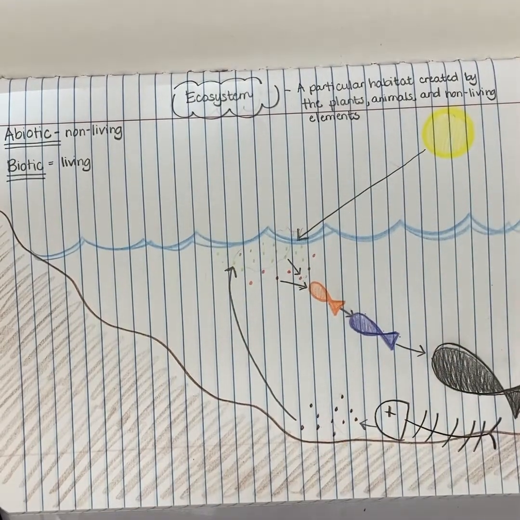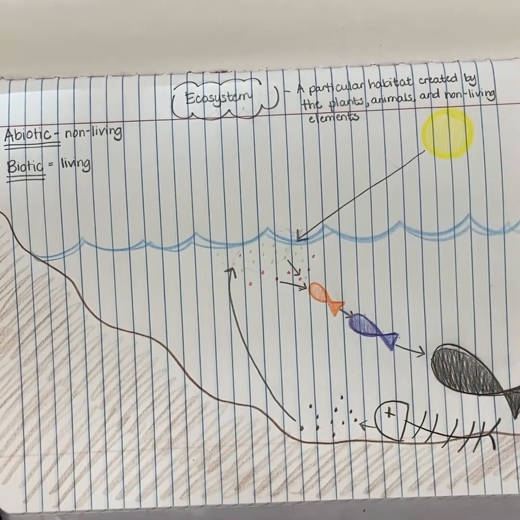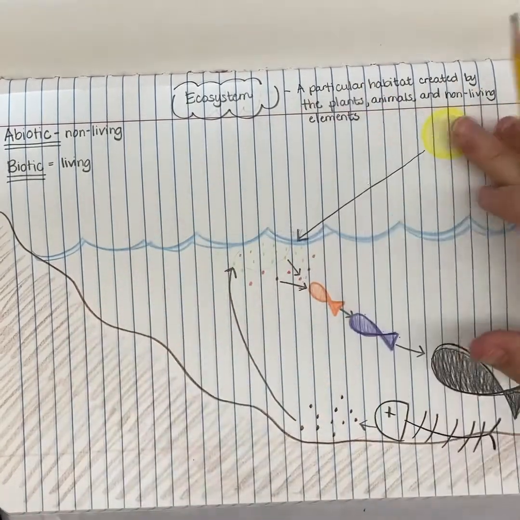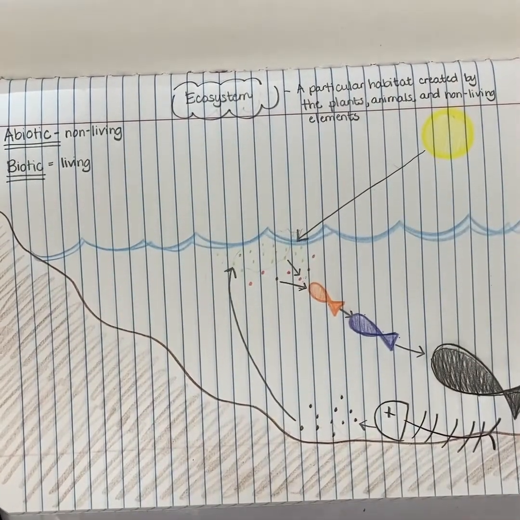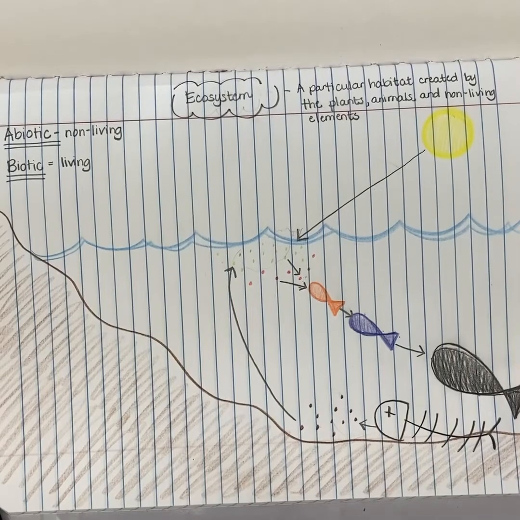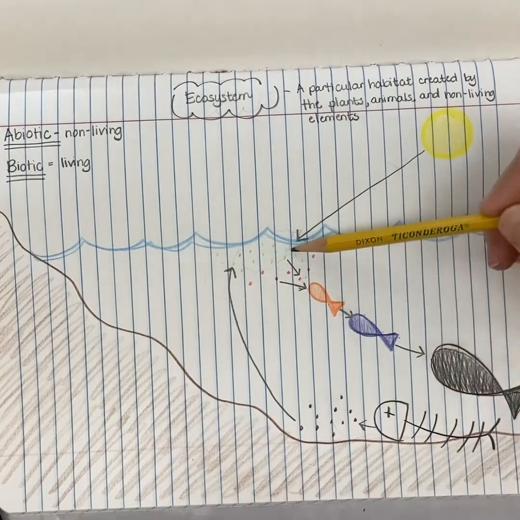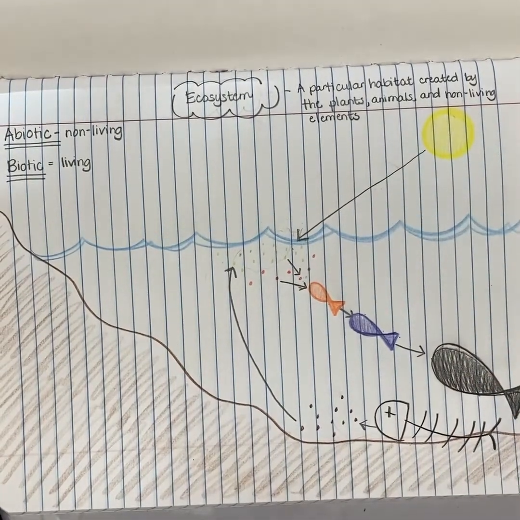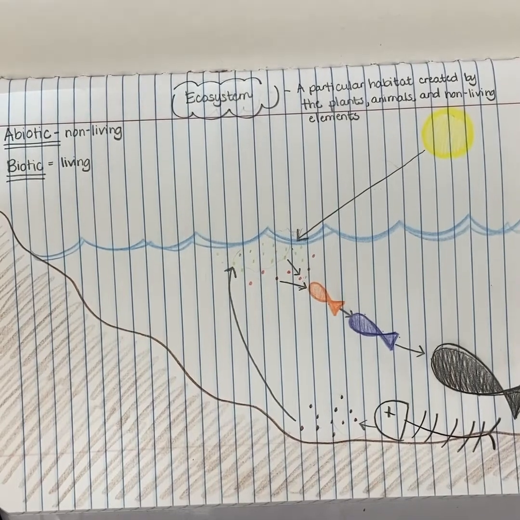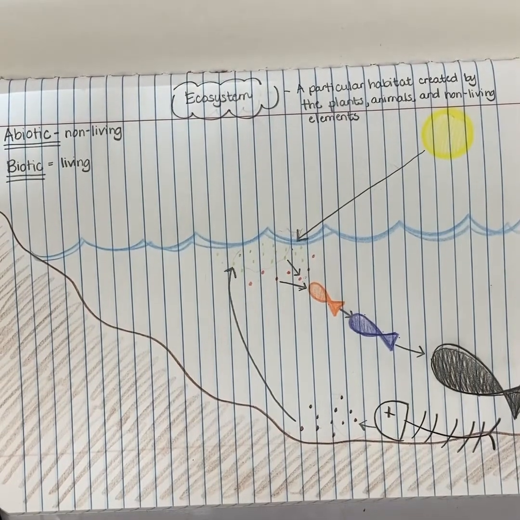And this is what creates an ecosystem where the land and the water and the sunlight are all coming together to support in some way the living organisms, the plants and the animals that live there, to create a certain type of habitat. And they all function together to make sure that this habitat stays balanced and in order.